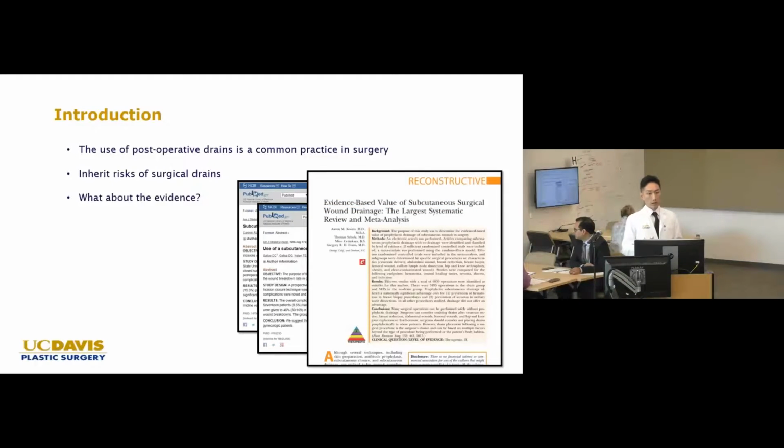So, what does the evidence really show? Well, a lot of meta-analysis has been done, and there's really not a lot of good evidence to suggest that drains are useful for things like hematoma, because we all know that the bleeding arteries need to be addressed surgically. Also, there's debate as to whether or not the use of drains is really necessary at all in certain procedures.